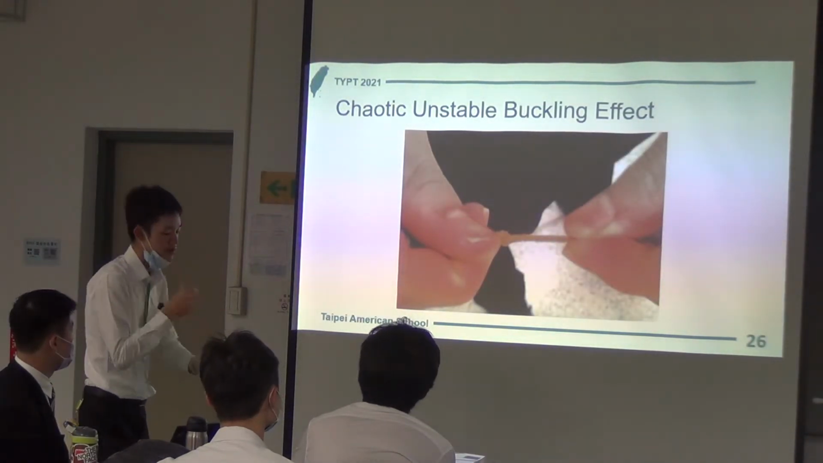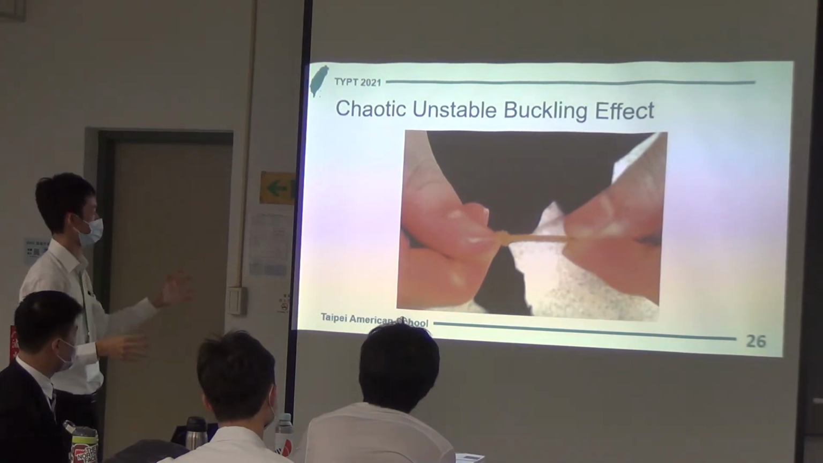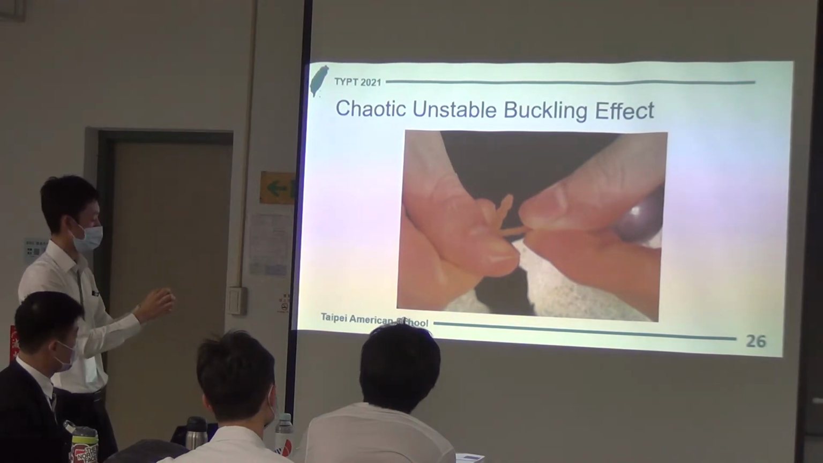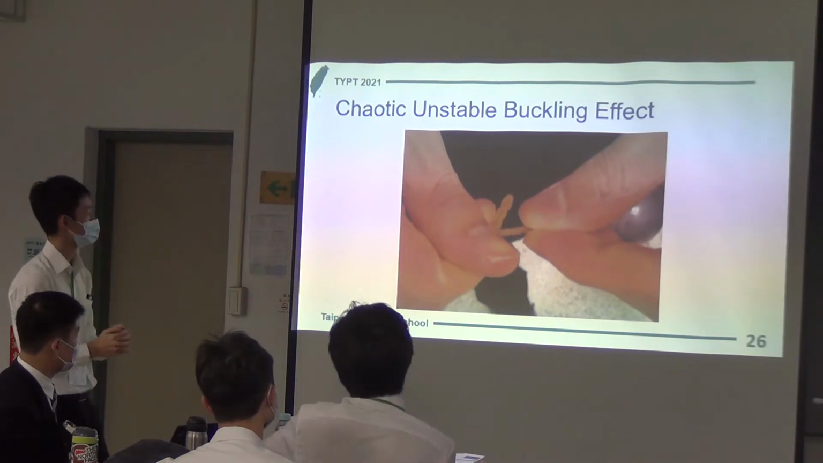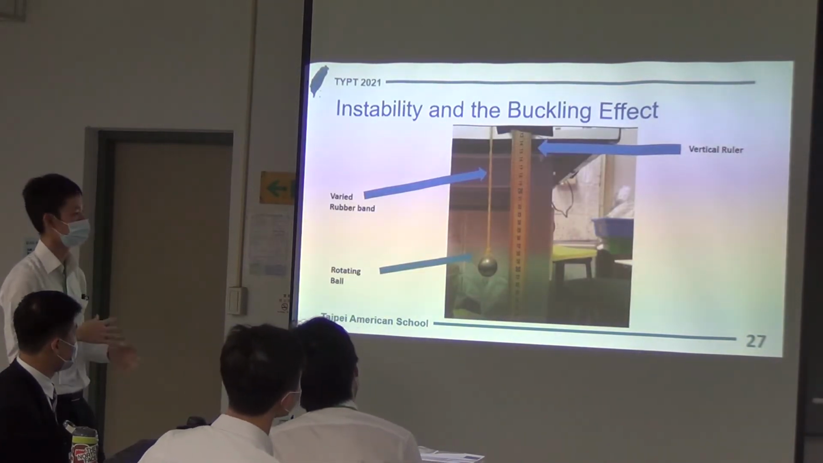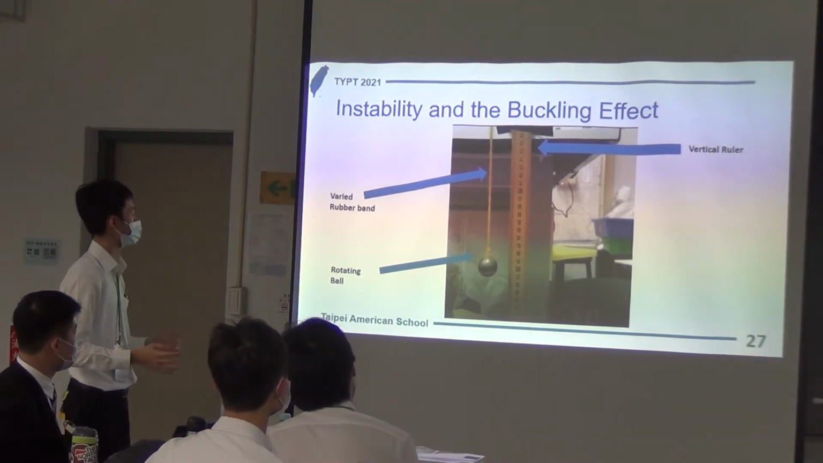So here is a video that shows what we found out about this phenomenon. You see that when we twist the rubber band, sometimes it buckles into itself and it changes the radius of the thing. So we did some analysis into this.